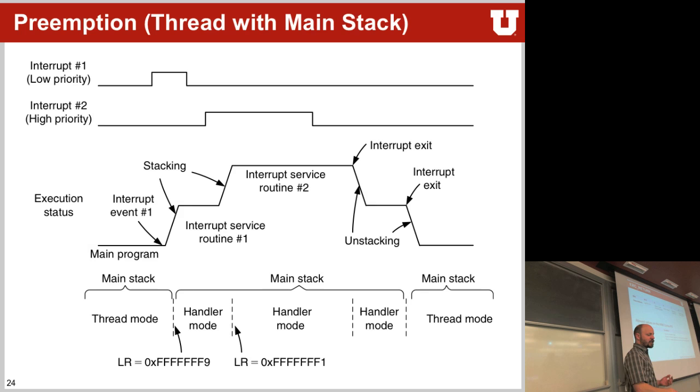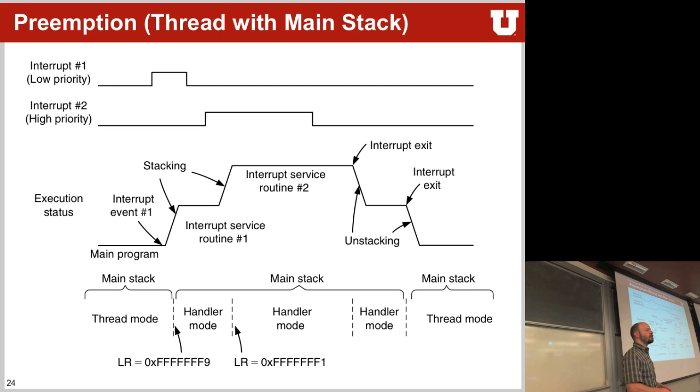Now, what will happen, let me jump one further, is preemption. In this case, a higher priority interrupt comes in while the interrupt service routine of the lower priority is already running. So we have to stack everything from this interrupt service routine, go into a vector fetch, and run the interrupt service routine of the higher priority one. Once we're done, we jump back into this one, and then we jump back into the main program. Make sense? Does that cause any trouble when you are trying to exit routine number 2?